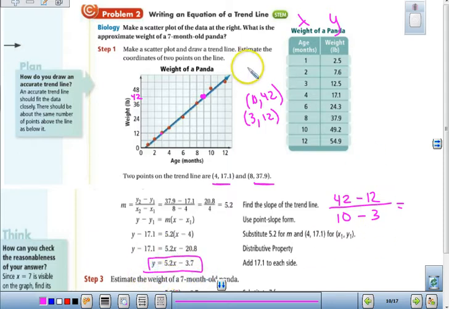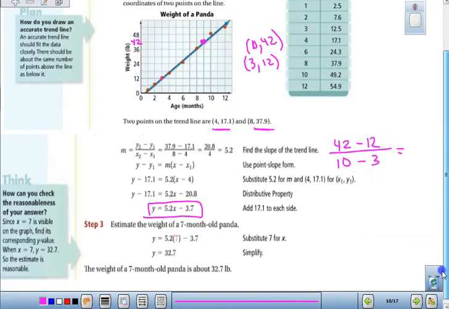And then the question asks us, well, when in 7 months? Well, remember, 7 months was kind of in between here. So we could look up and go, oh, it looks to be about this, but we want an accurate answer. So what do they do? They go to their equation, replace x with 7, and solve to get 32.7 pounds.